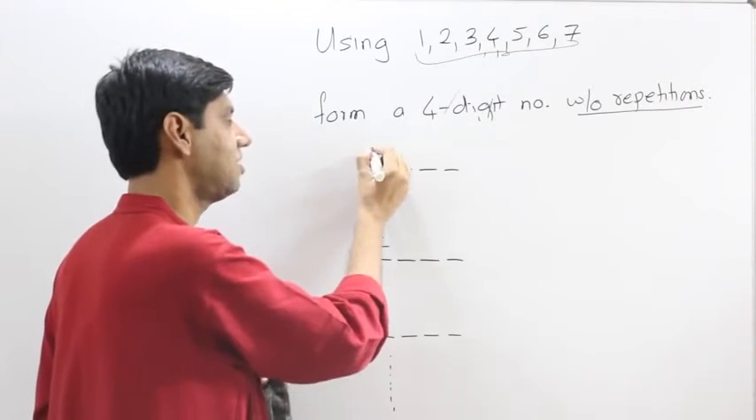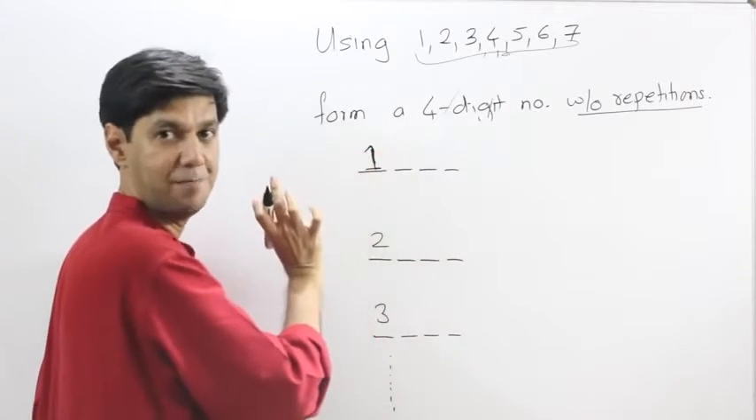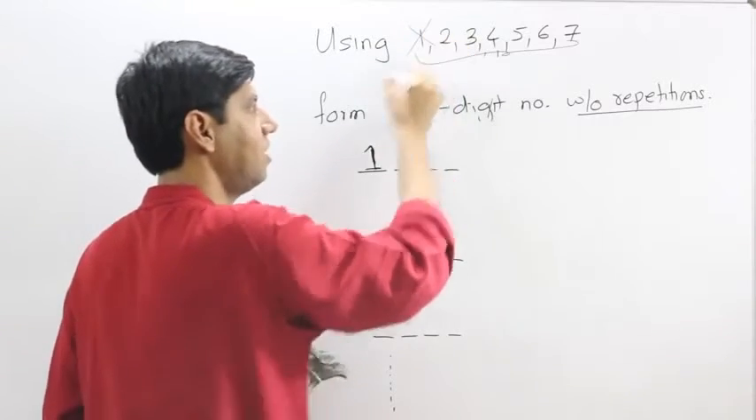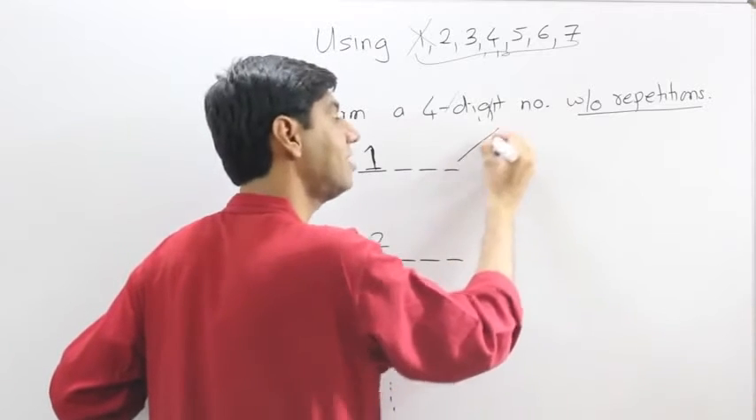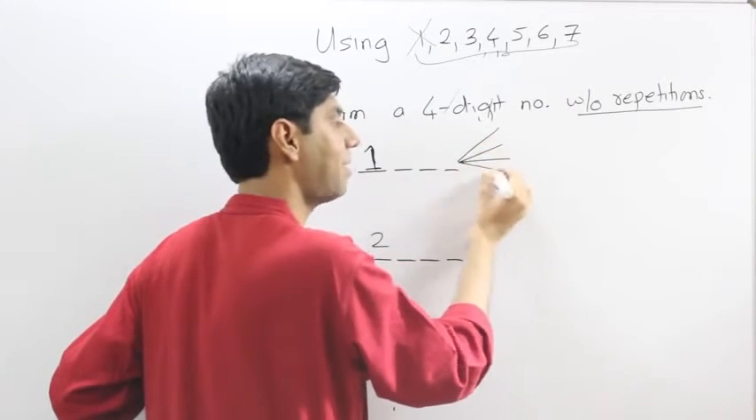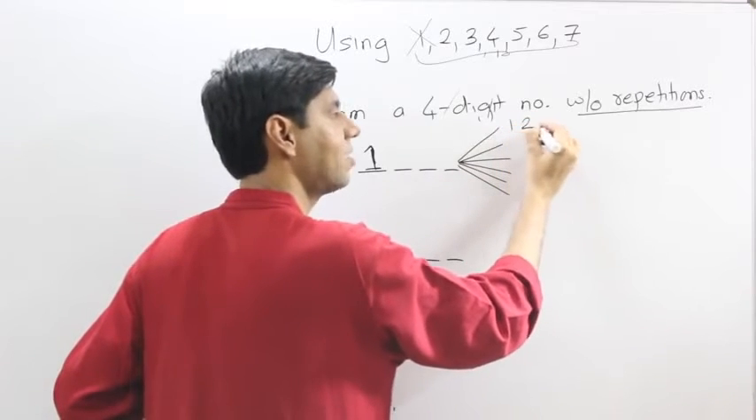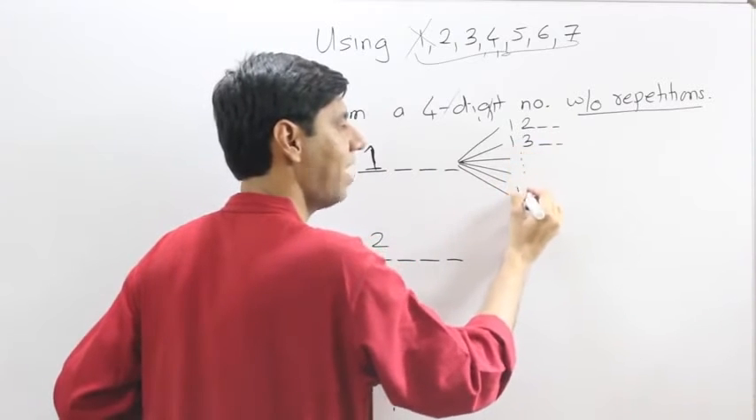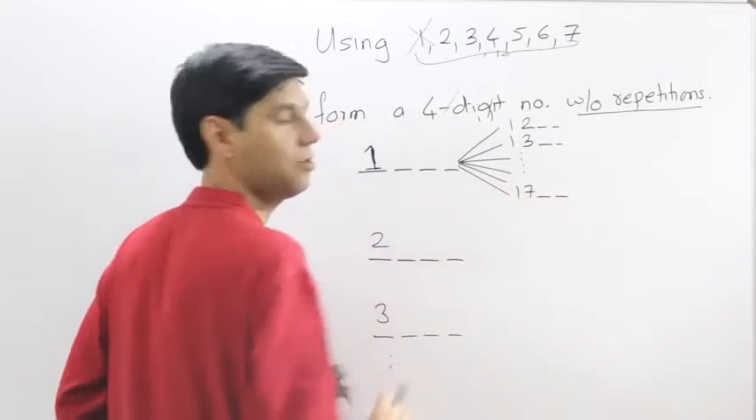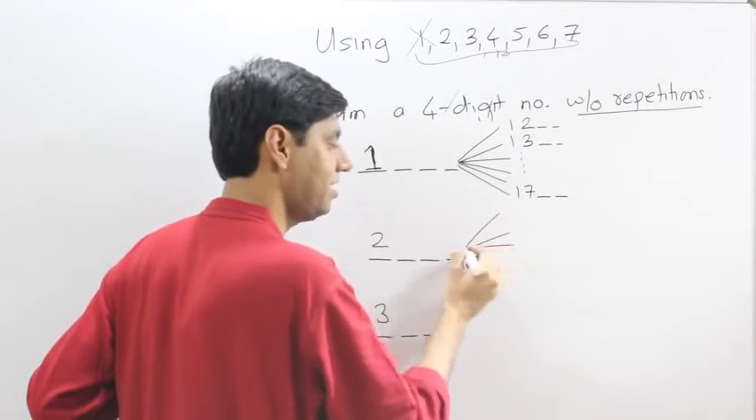Having filled this position, now which digit has gone in here? The digit 1 has gone in here. So 1 is no more available to me. And I have to fill the second. The second can be filled further. So think of it as this branching out into many ways. What could the second digit be? 1 and a 2, or it could be 1 and a 3, and so on till 1 and a 7. So these are going to be 6 different possibilities.